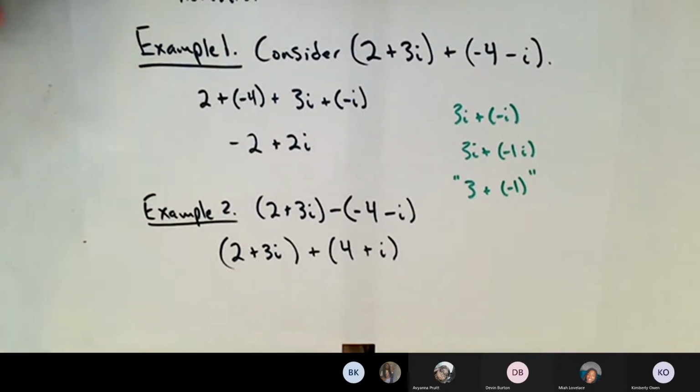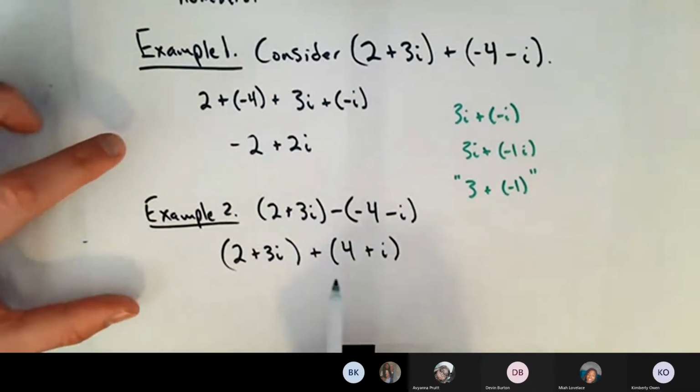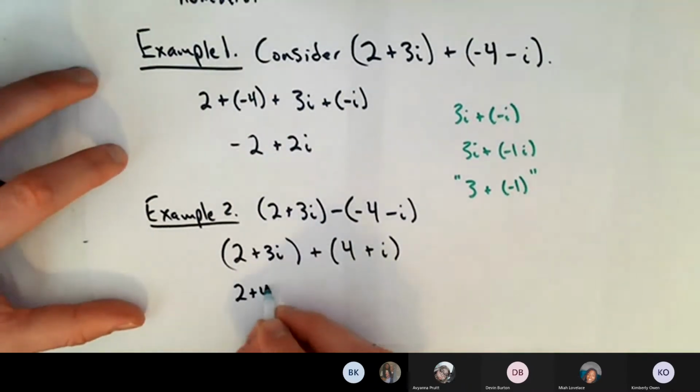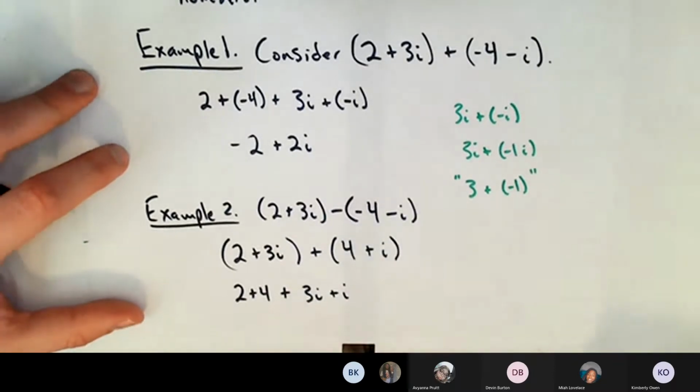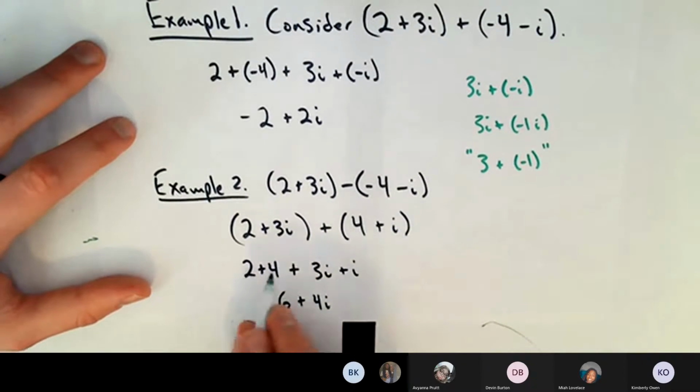Now that I've written it as an addition problem, we can do exactly what we did up here. Add the real parts, 2 plus 4, and then plus 3i plus i. And that's going to give me 6 plus 4i. 2 plus 4 is 6, 3i plus 1i is 4i.